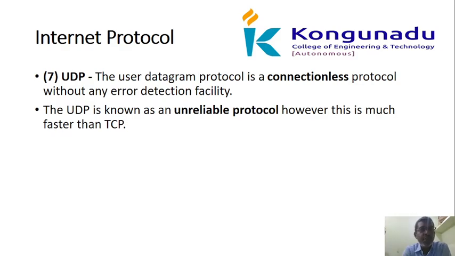So next one is the UDP. It is a user datagram protocol. It is a connectionless protocol, without any error detection facility. So UDP is an unreliable protocol. However, it is much faster than TCP.